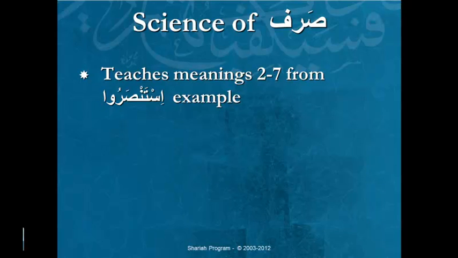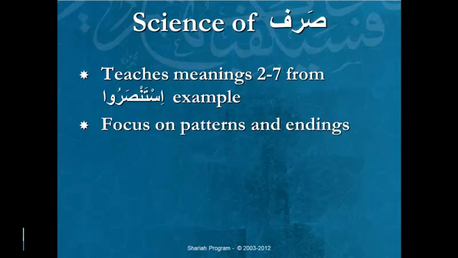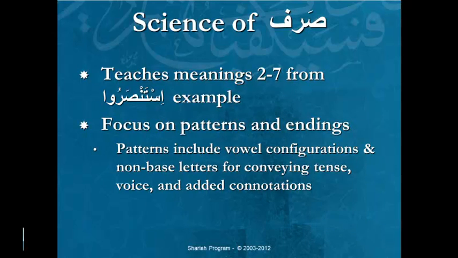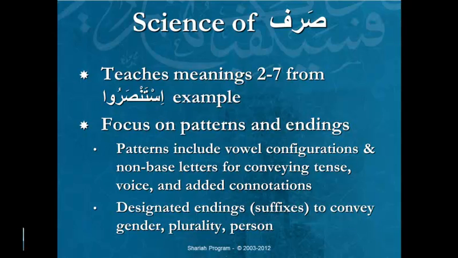So basically, sarf has an A and a B: patterns and endings. Sarf is the science of classical Arabic that gives you patterns of vowelization, which often involves the addition of non-base letters. So it includes these vowel configurations, and it also includes the non-base letters, and together that is what we call patterns, and it gives you the tense, the voice, and the added connotations. In our example, it was the notion of seeking, that's coming from the pattern. And then it gives you the designated endings, or the suffixes, or that letter at the end, that waw at the end, and that gives you the gender, the plurality, and the person of the one doing the verb.